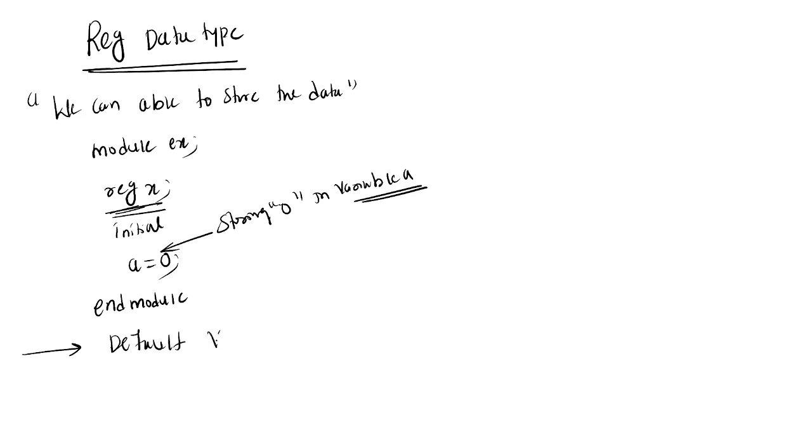Default value for reg data type is x, don't care. Default value for reg data type is don't care. Okay, so that is the thing.